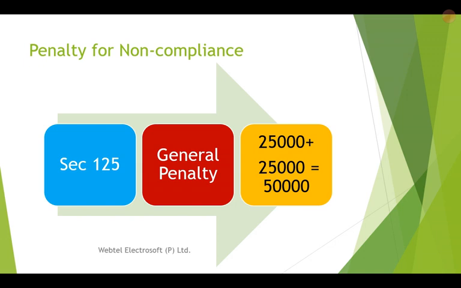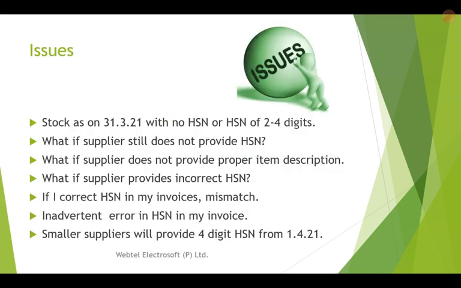So what is the penalty for non-compliance? It's a general penalty under section 125. Under both the CGST and SGST acts, we have a general penalty of 25,000 each. So it's a total penalty of 50,000 for each case of non-compliance. That's a heavy penalty, and that is why let us ensure that we follow all these HSN guidelines properly. Otherwise, we may be slapped with these kinds of penalties.